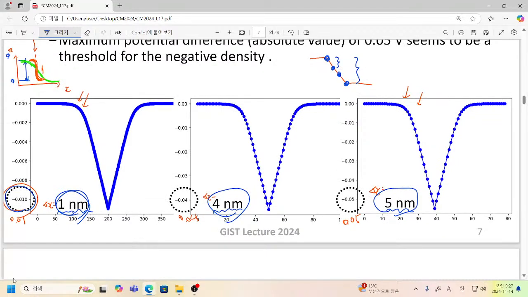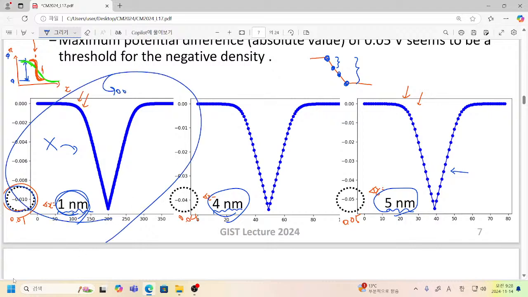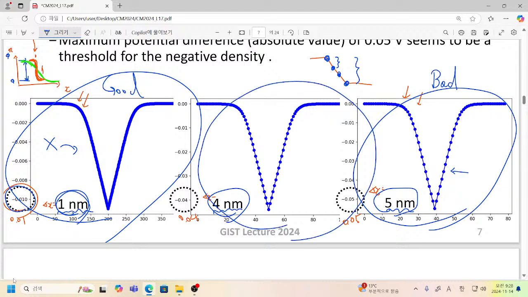What was the problem? Negative electron density. And my question was, did we have negative electron density here? No, it was just okay. How about 5 nanometer? At the time, we had negative electron density. So this one shows a good result, this one shows quite a bad result, and this one shows just a borderline between good and bad case.